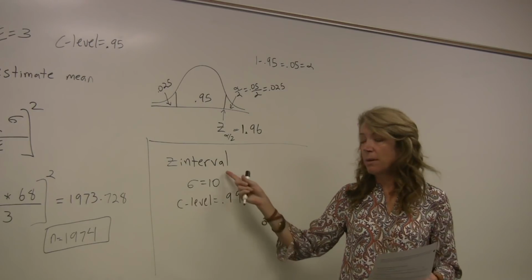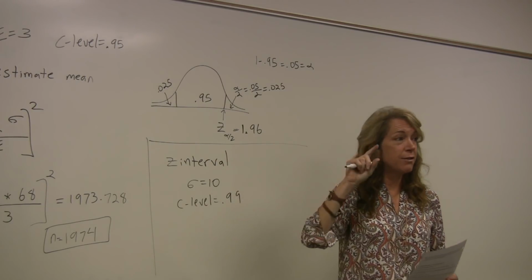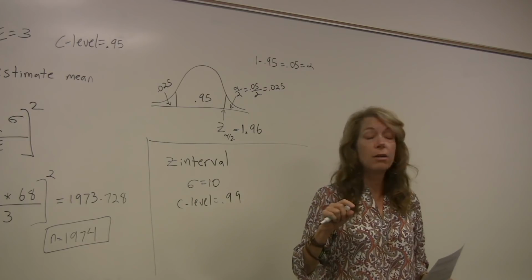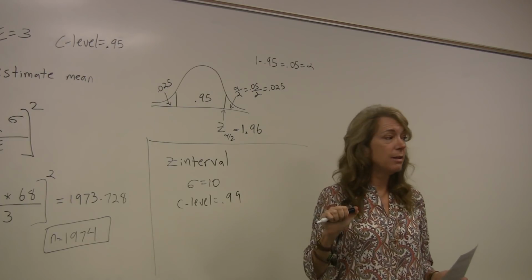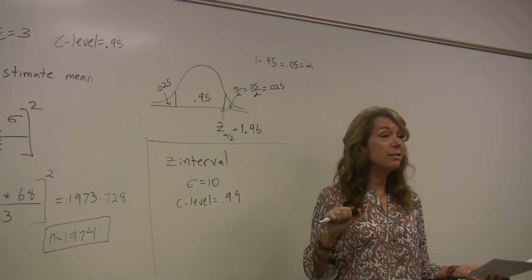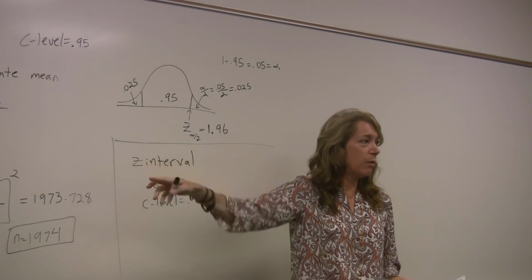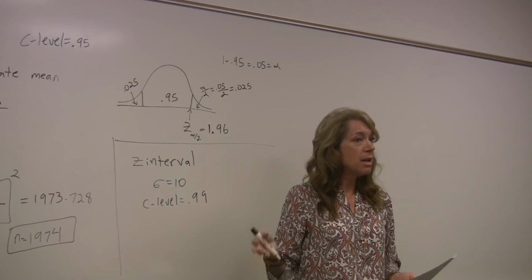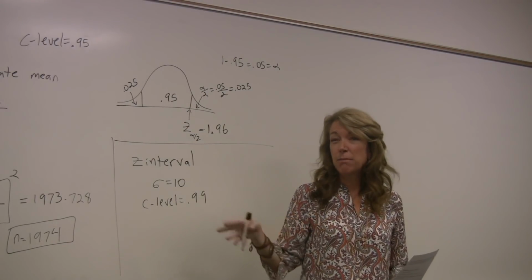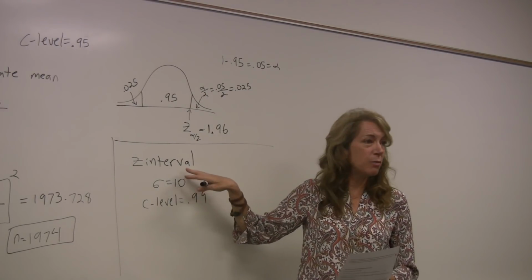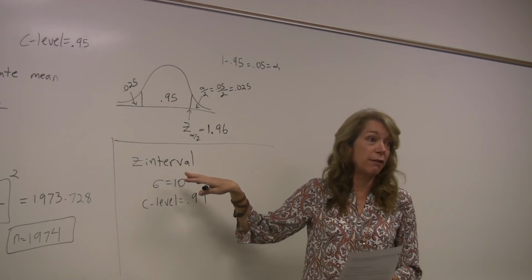Go back and open up Z interval for me again and tell me the first line of what it asks you. We talked about it. Data or stats. See how this one's different? We don't have the stats like we did over there. We actually have a list of data. So we have to tell it we have the data, but we're not actually ready to use it because we have to put the data in our calculator first.